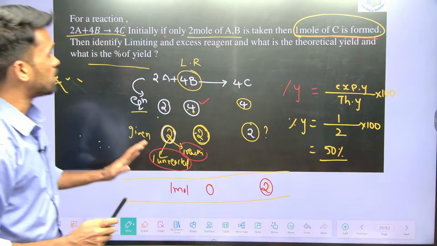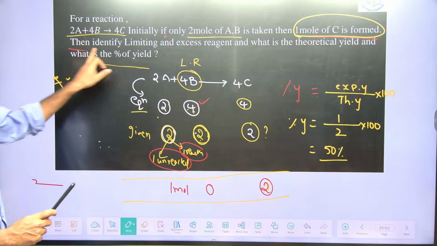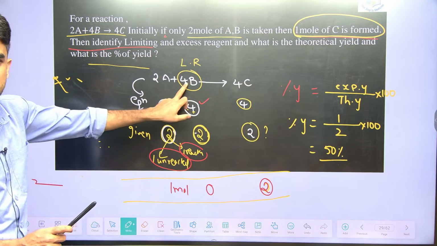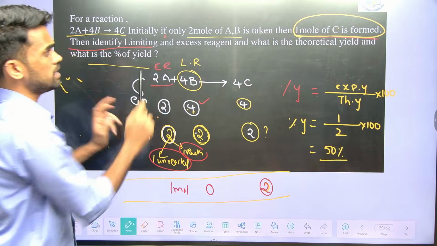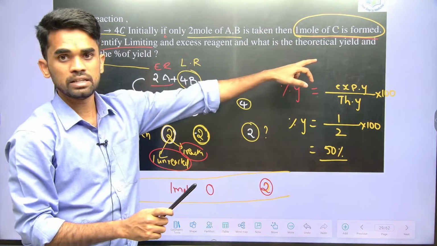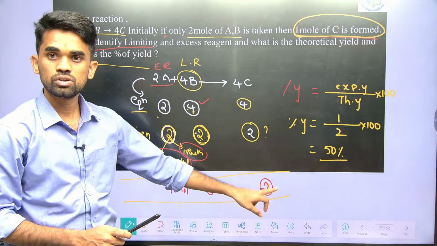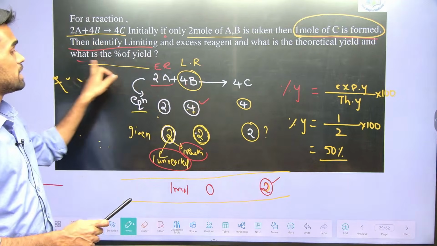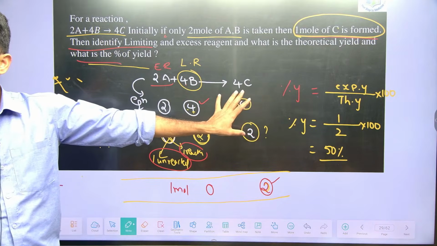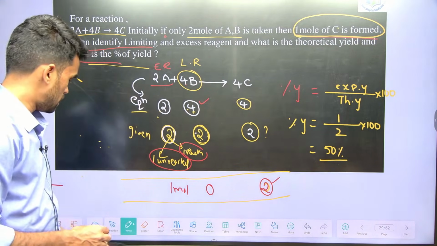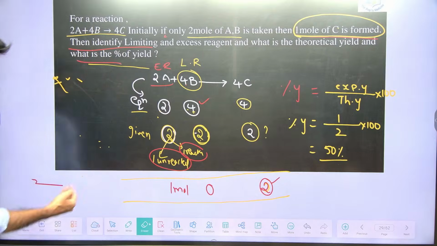Okay. So now what are the questions they mentioned here? Identify the limiting reagent. Yes, identify. This is limiting. This is excess. Next, what will be the theoretical yield? 2 moles. Next, percentage yield means? You got everything from this? Yeah. So make a note of it, and if you have any confusion, please ask me.